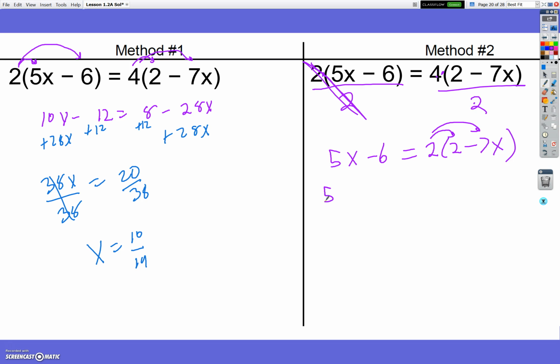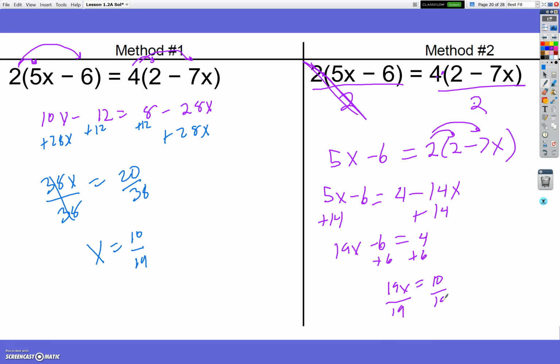So if I distribute, I would have 5x minus 6 is equal to 4 minus 14x. If I add 14x on both sides, I would have 19x minus 6 is equal to 4. I would then add 6 on both sides to get 19x is equal to 10. And then I would divide both sides by 19 to get x equals 10 over 19. So there's two different ways for me to solve this, and that was just the method I chose. Alright, now looking at this one.